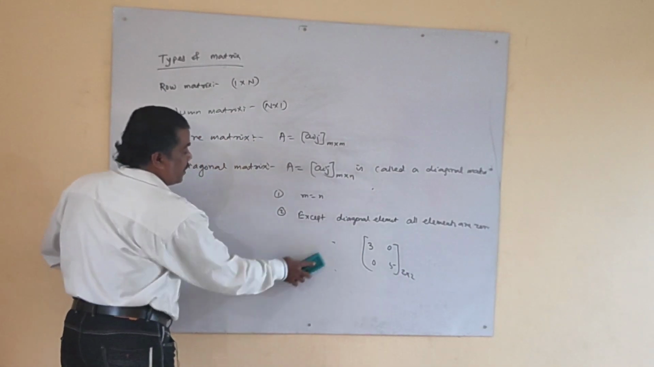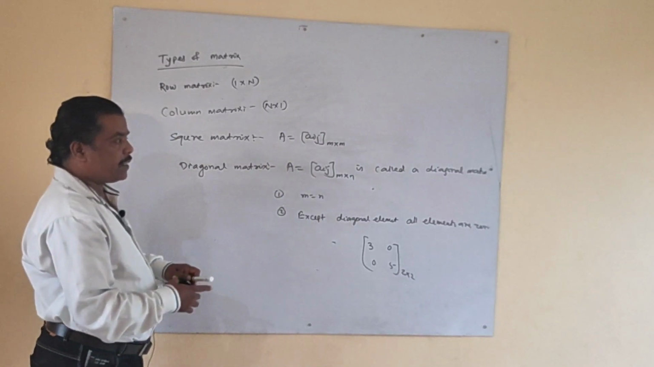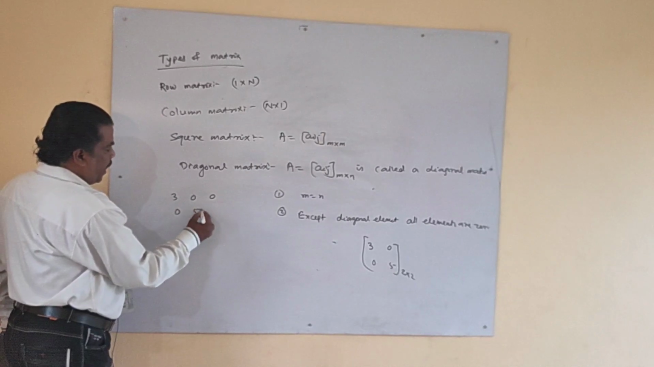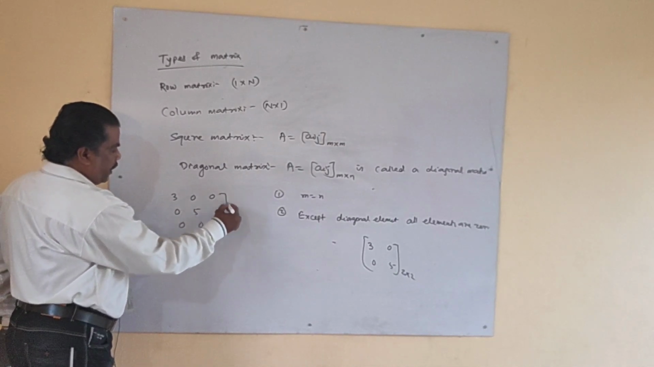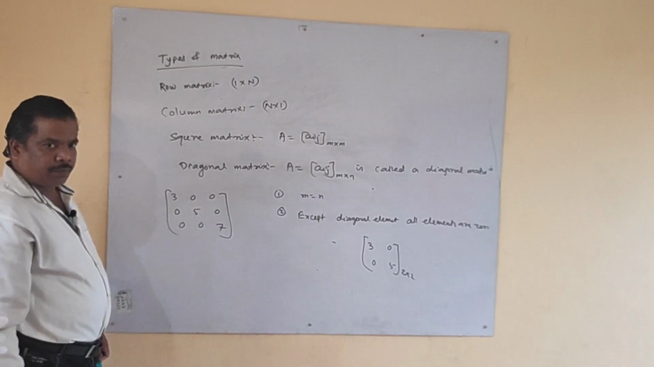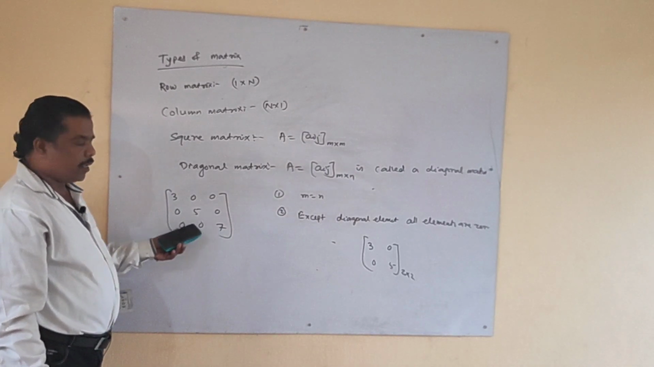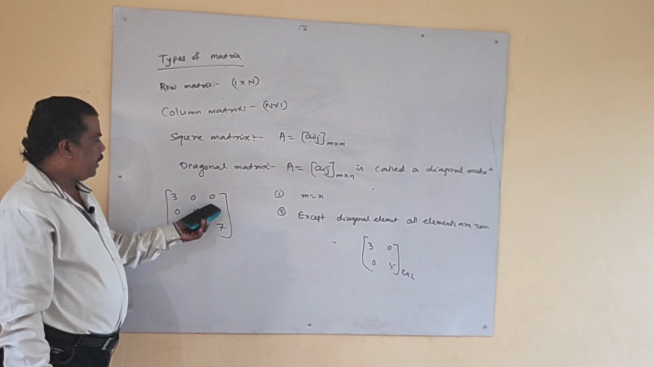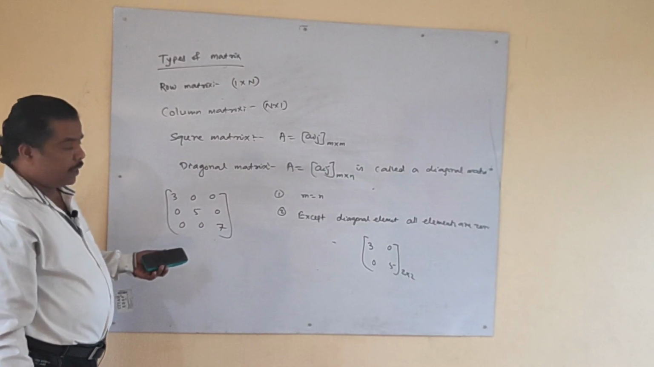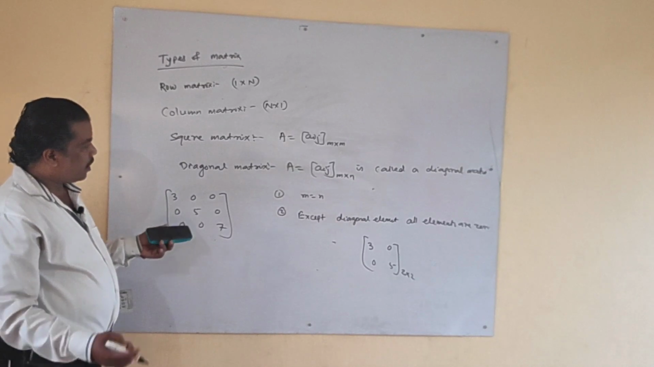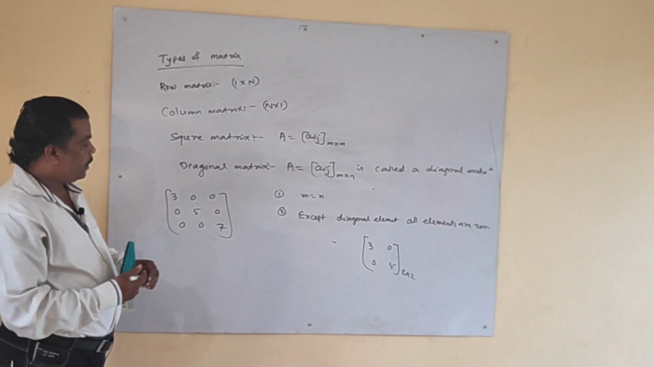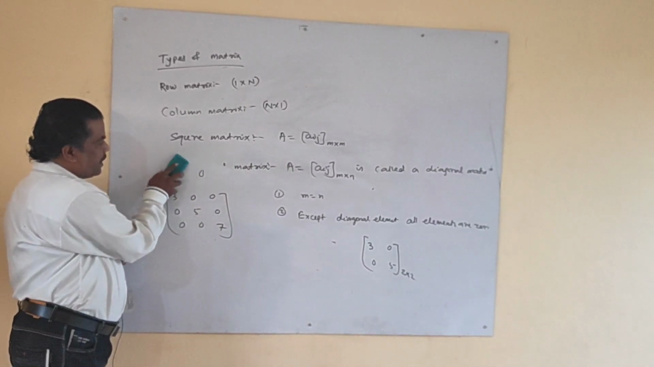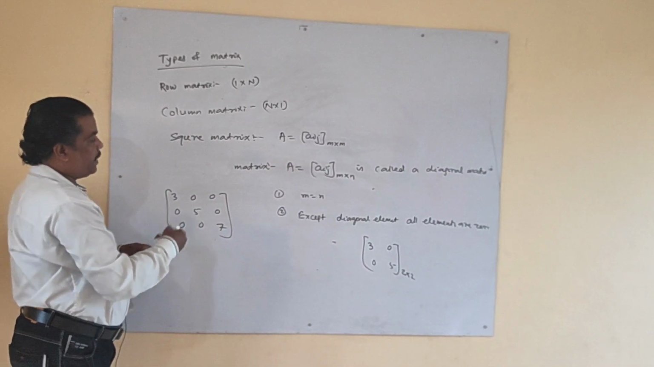Now it is a square matrix. Give an example of a third order matrix: 3 0 0, 0 5 0, 0 0 7. So it is also called a diagonal matrix, as it contains 3 rows and 3 columns and except the diagonal all entries are 0. Now the diagonal matrix is converted to a scalar matrix if the diagonal entries are equal.